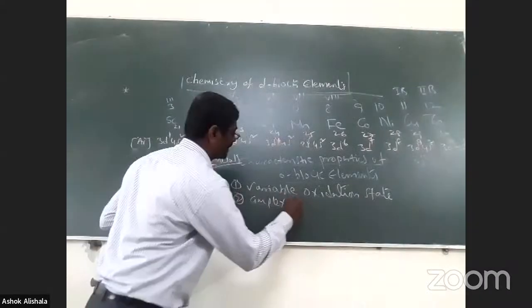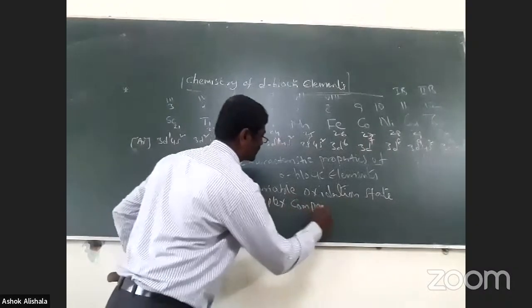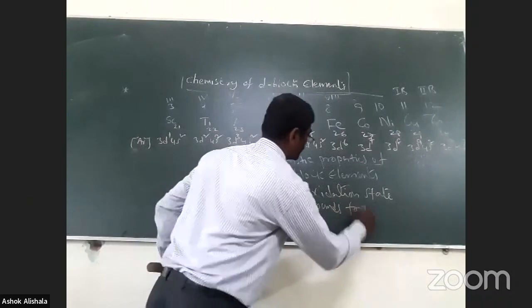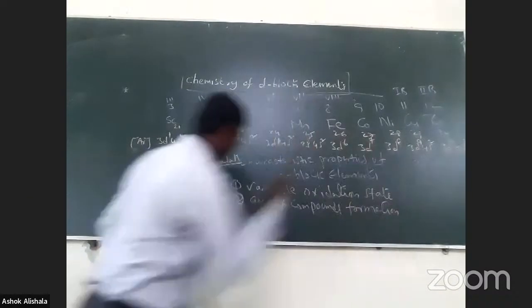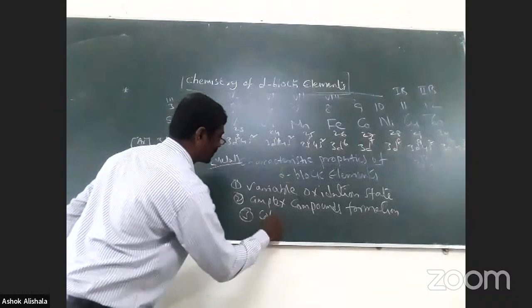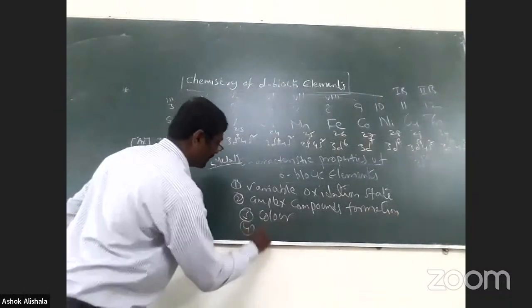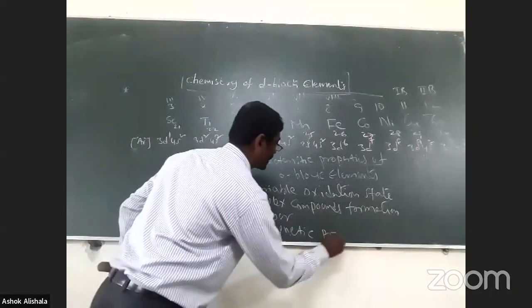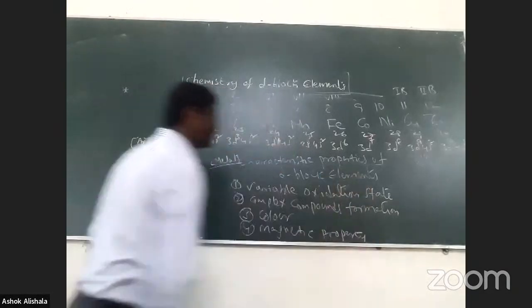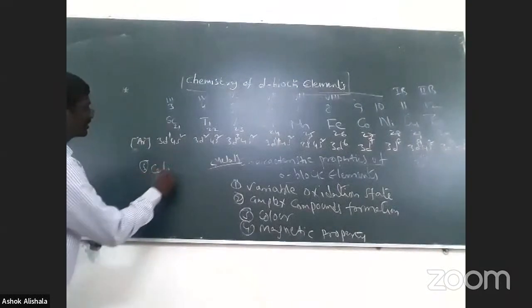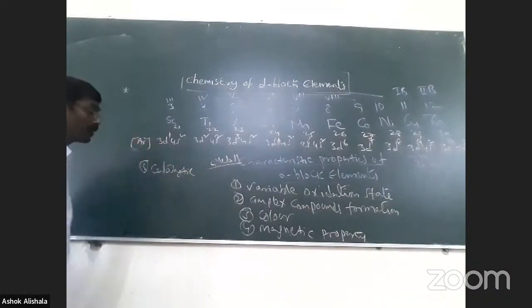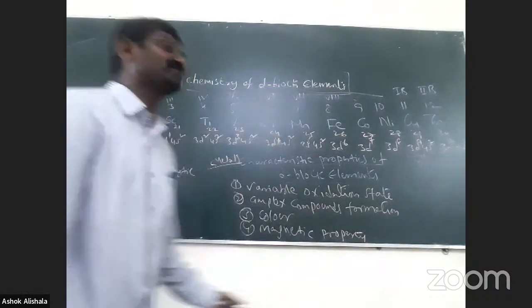S block elements also have that. Complex formation. Complex compound formation. Very nice. Complex compound formation. What next? Color property. Okay. What next? Magnetic property. Catalyst, sir. Catalytic nature, sir. Catalytic property. Of course, they may form interstitial compounds.